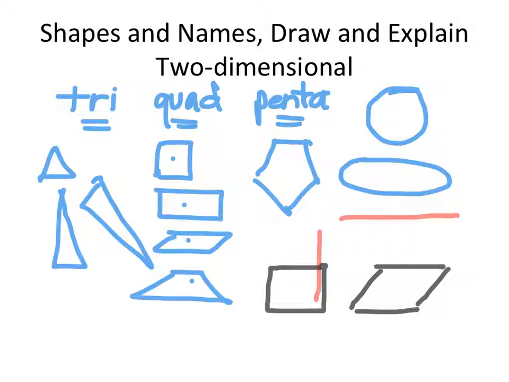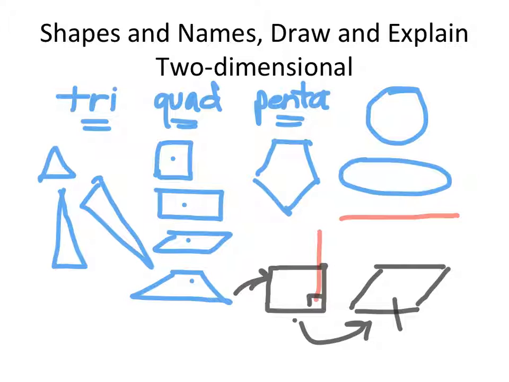How is it similar? How is it different? We can talk about the fact that we're basically pushing over the square to create the rhombus. So is a rhombus a square? No, because a square has to have right angles. But is the square a rhombus?